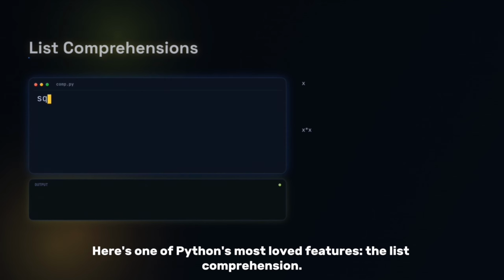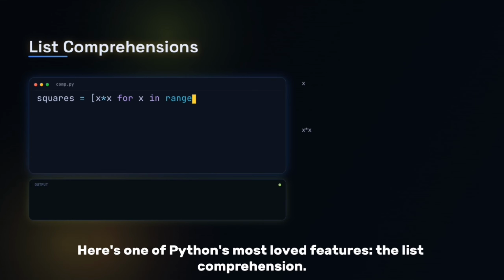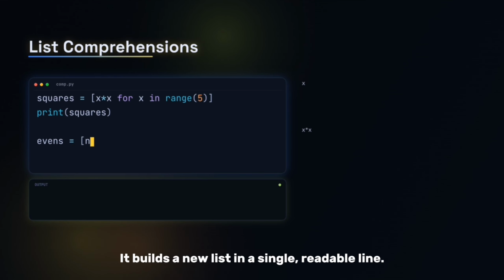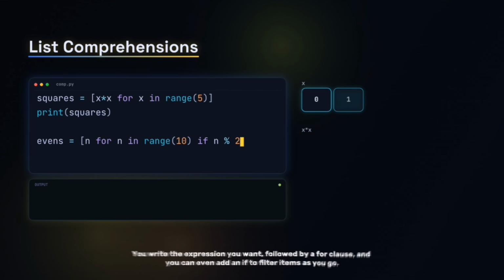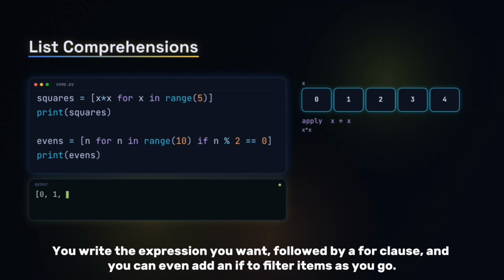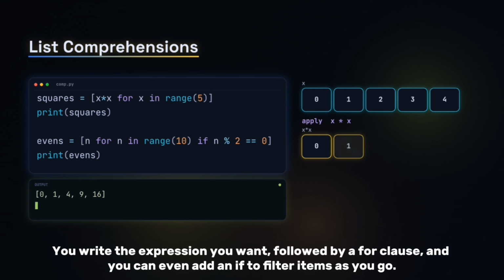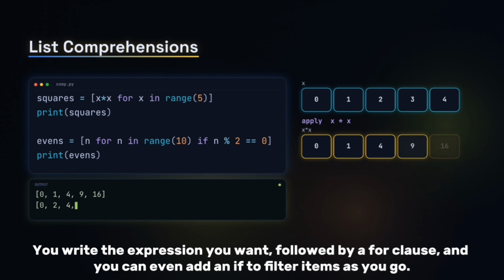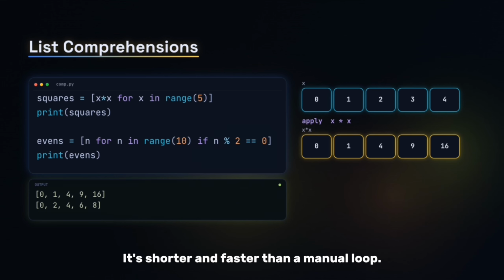Here's one of Python's most loved features, the list comprehension. It builds a new list in a single readable line. You write the expression you want, followed by a for clause, and you can even add an if to filter items as you go. It's shorter and faster than a manual loop.